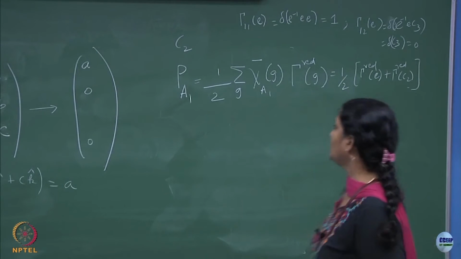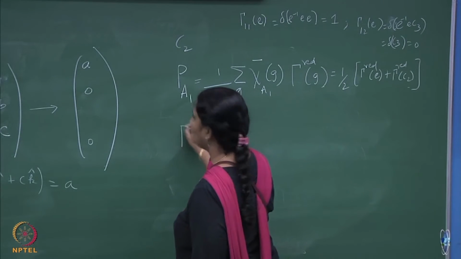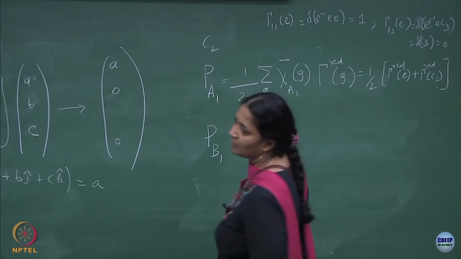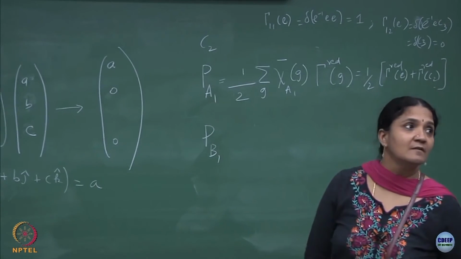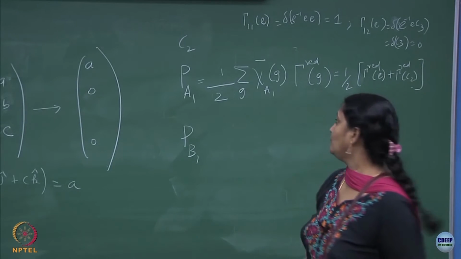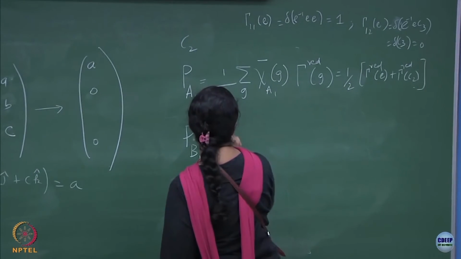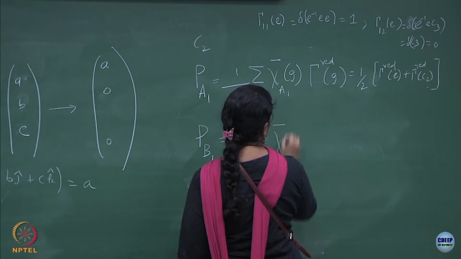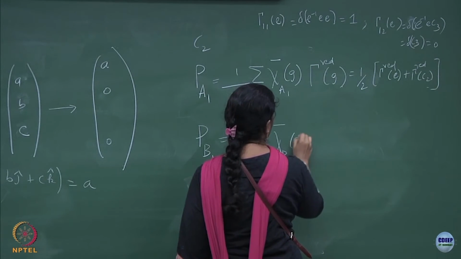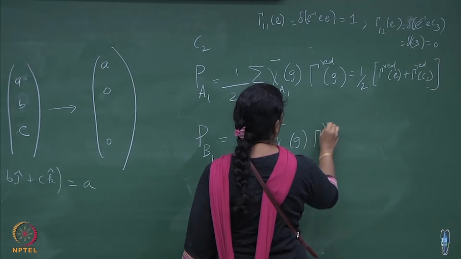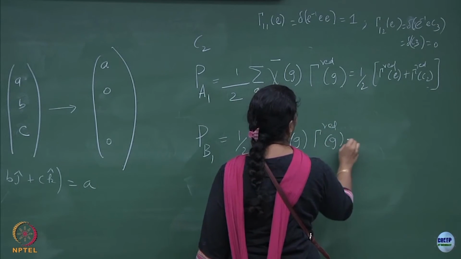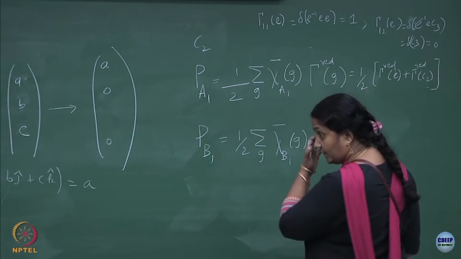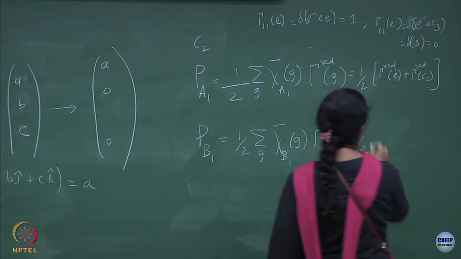What will be the projection operator for A2? No, B1. Why B1? Because the principal axis has negative eigenvalue. So, this will be, so the character is 1 and minus 1.